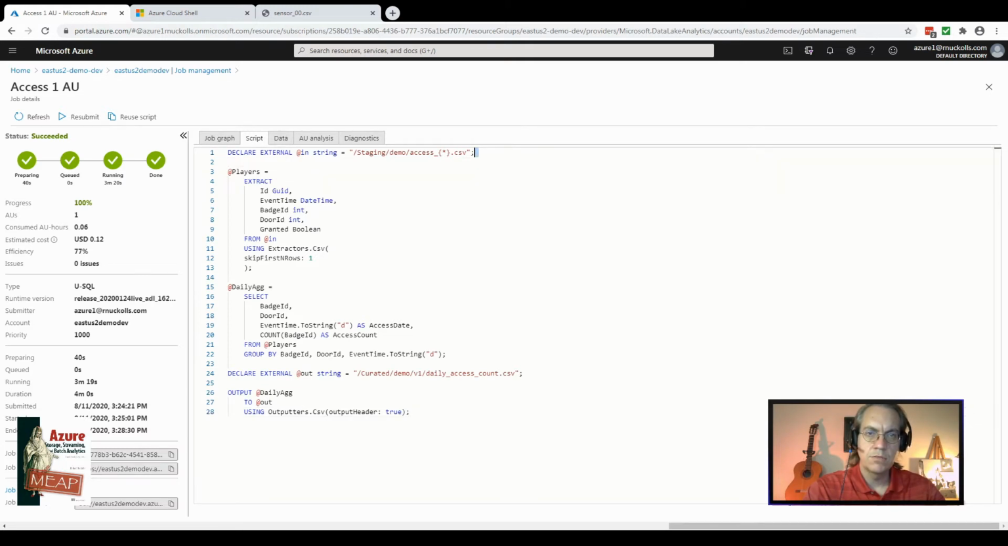It has the familiar setup, a variable declaration defining the files to use, an extractor statement here giving us a row set called players, a select statement here giving us a second row set using the players row set from before. This one includes a variable declaration defining the path to the output file, and then an outputter statement using the outputter and the daily ag row set.